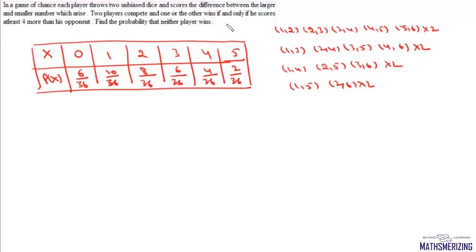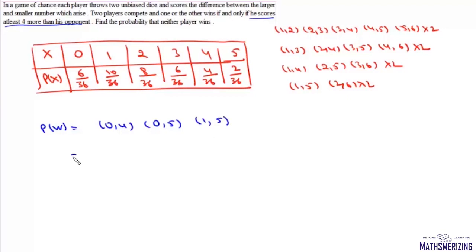Now it says 2 players compete and one or the other wins if and only if he scores at least 4 or more points than his opponent. Find the probability that neither player wins. What we'll do is find the probability that one of them actually wins the match. So the person is going to win if there is a margin of at least 4. So it can be either 0, 4, 0, 5 and 1, 5. So these are the only 3 cases possible.